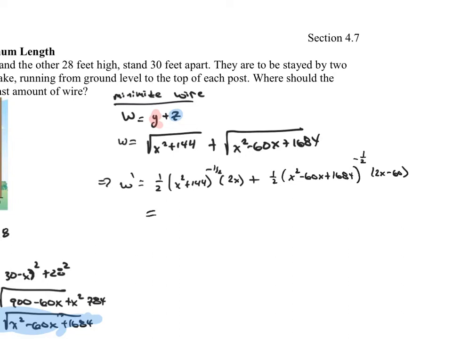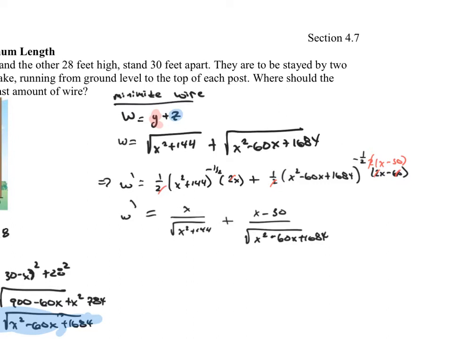Okay, simplifying these, the 1/2 and the 2x, the 2's would simplify, so I'd end up with x over the square root of x squared plus 144. And for the next one, the 2's would simplify if you factored out a 2, so that would just be x minus 30, and the 2's would simplify. So I'd have x minus 30 all over the square root of x squared minus 60x plus 1684. This is my derivative function.